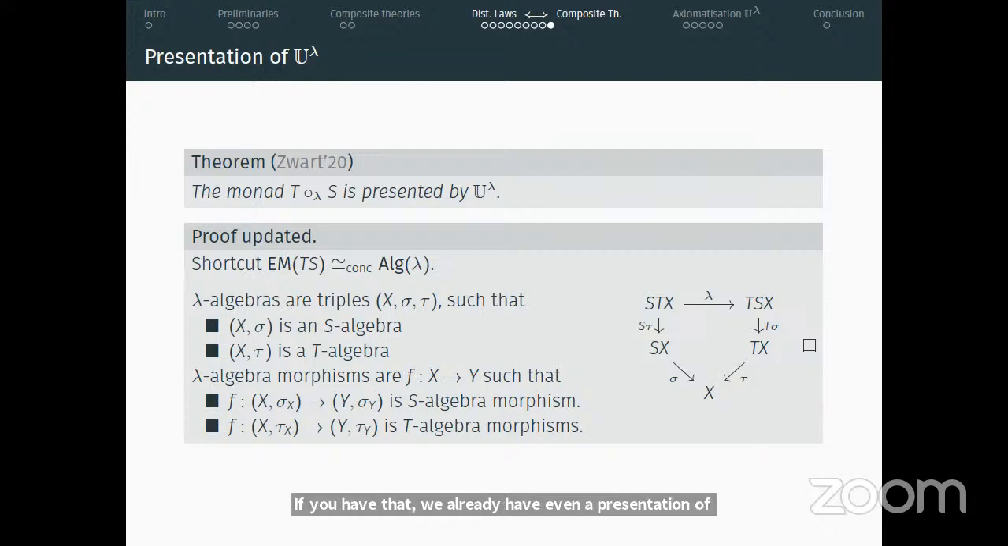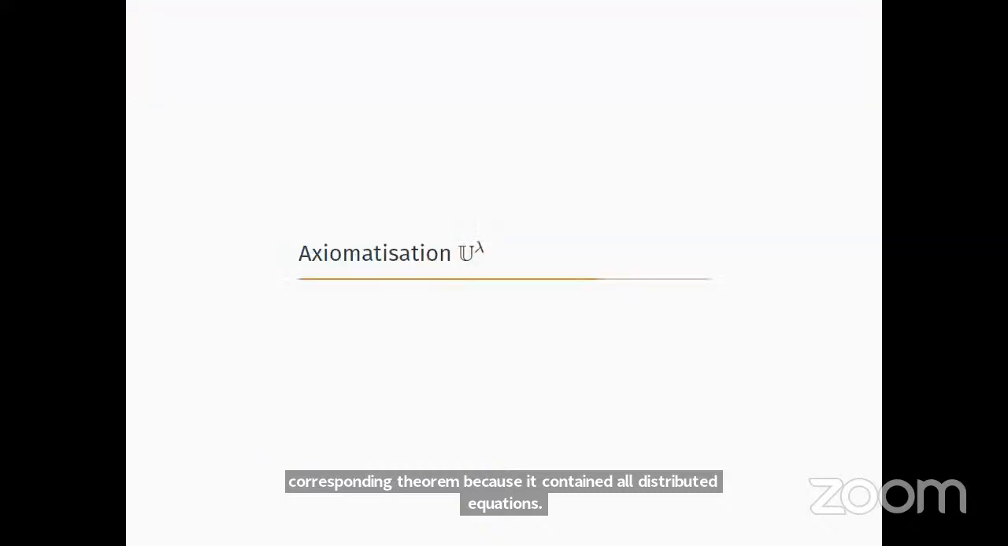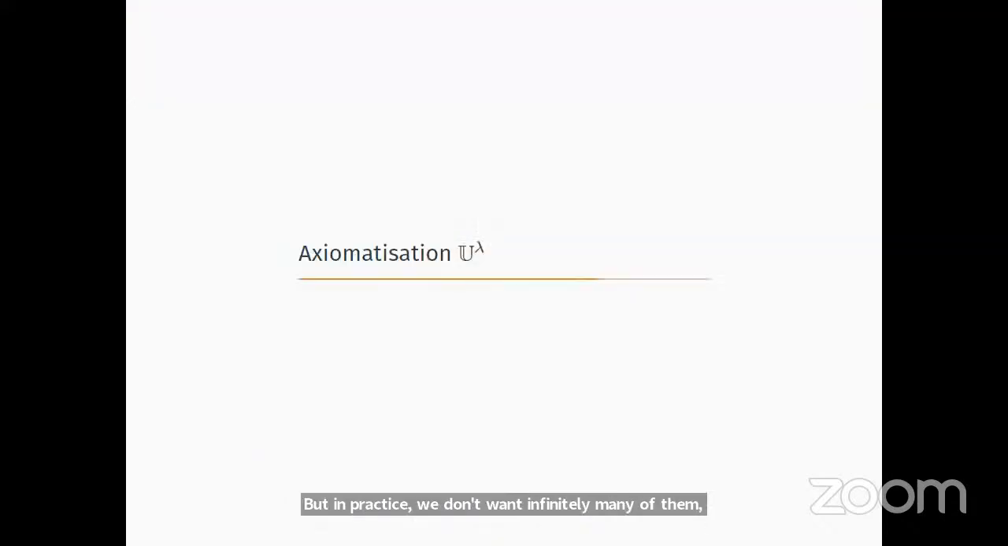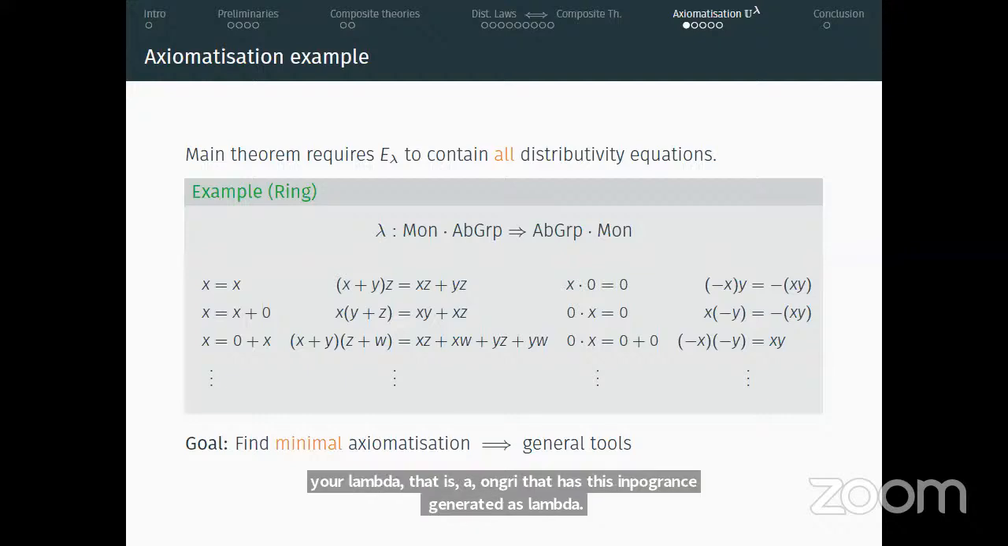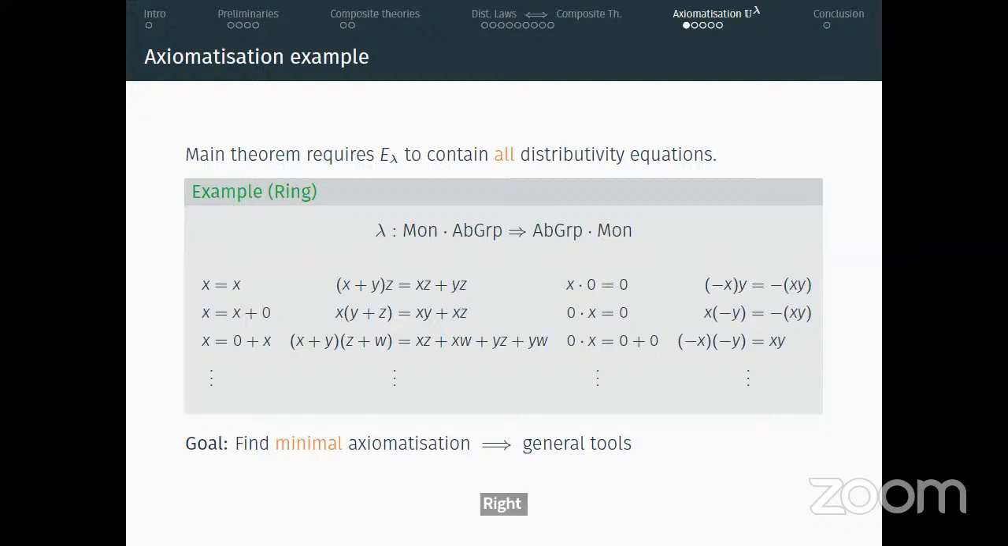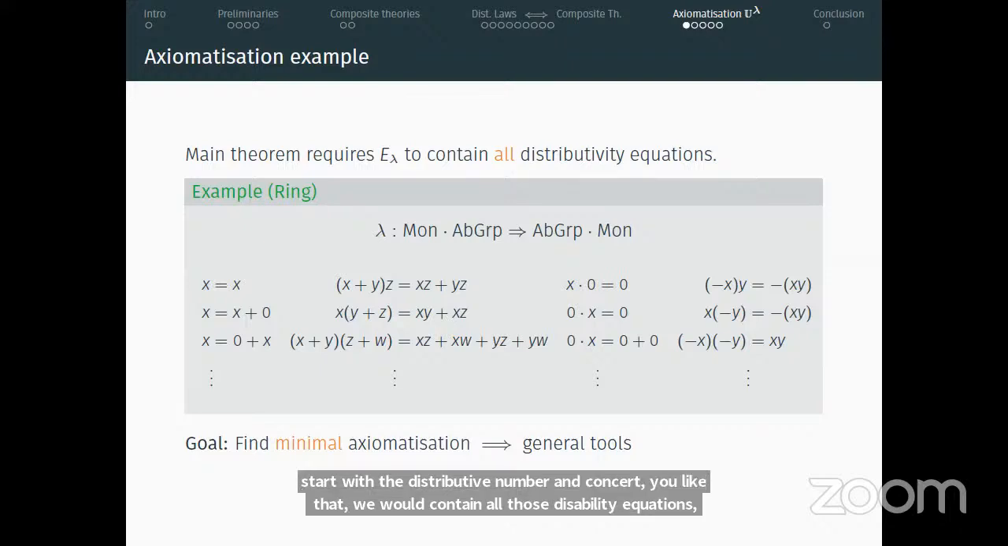U lambda, as it was defined, was nice for the correspondence theorem because it contained all distributive equations. But in practice, we don't want infinitely many of them, right? So we want to find a minimal axiomatization of U lambda that has the same congruence generated as in U lambda. In the basic example of multiplication over addition, if we were to start with the distributive law lambda and construct U lambda, we would contain all those distributive equations, even basic ones like x equals x or x equals x plus 0.